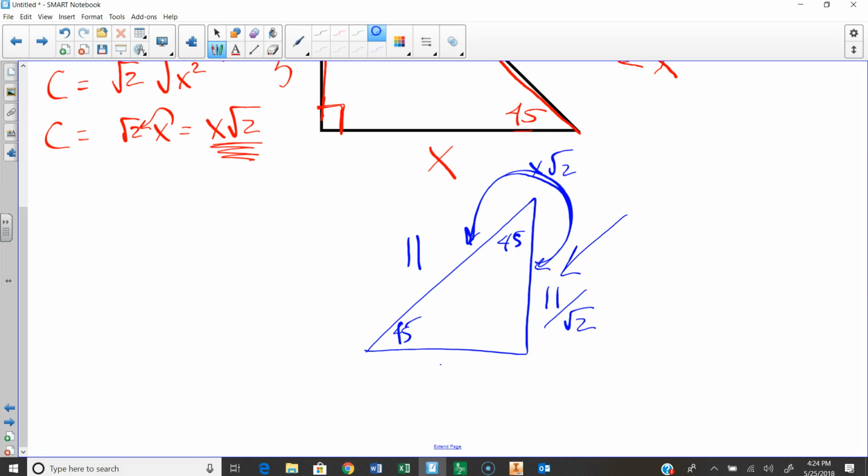And what would this side be? Well, it's 45, 45, 90. They're the same. So the key here is you're going to either multiply or divide by the square root of 2. How do you remember which one to do?